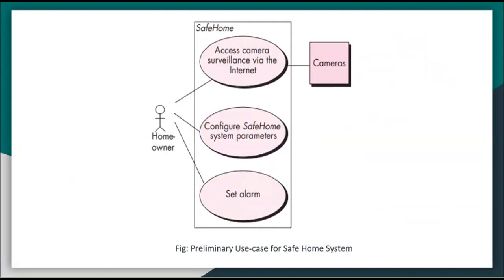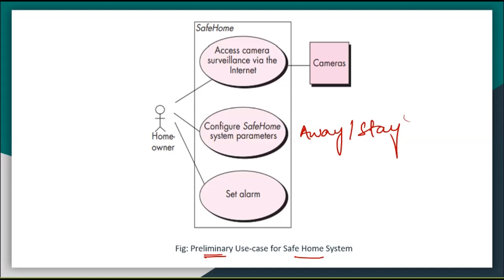Now there's a diagram, a preliminary use case. That's a basic use case diagram for the SafeHome system. The homeowner is responsible for accessing the camera surveillance via the internet and configuring the SafeHome system parameters. That is, he can either select the away function or the stay function. Away means he's going out of the house, so all the in-house sensors and the outside sensors will be activated. When he's staying within the house, only the perimeter sensors are going to be activated, that is, any movement outside the house.